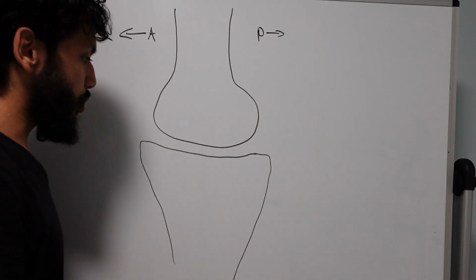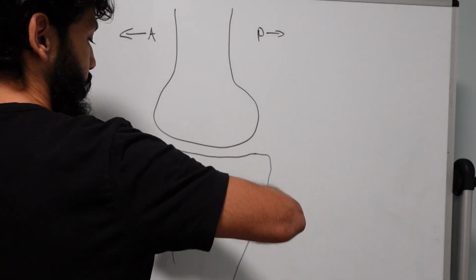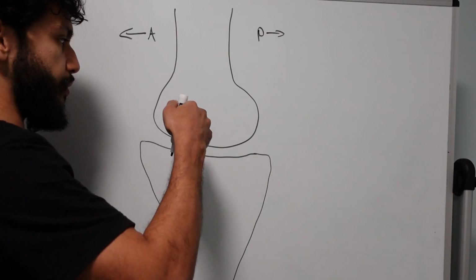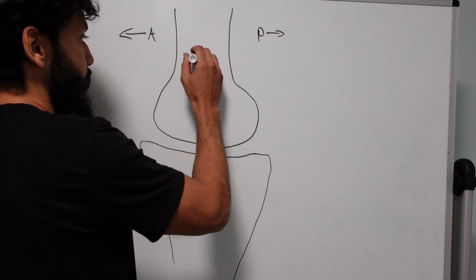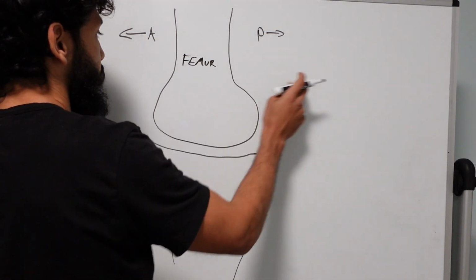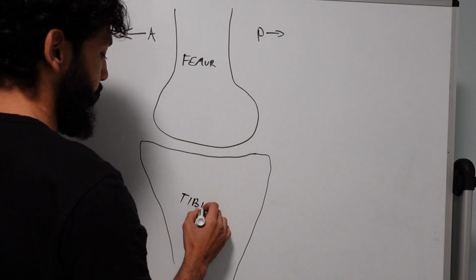So over here we have a sagittal cut of the femur and the tibia. So let's say we're looking at it from the medial side over here. Okay, so this is going to be my femur up here. This is the posterior direction, this is the anterior direction, and this is my tibia down here.